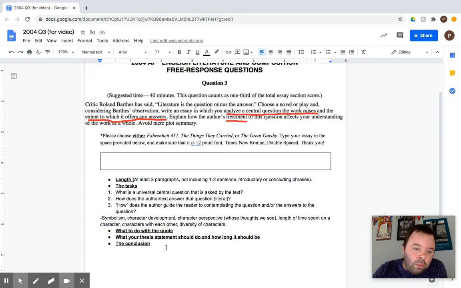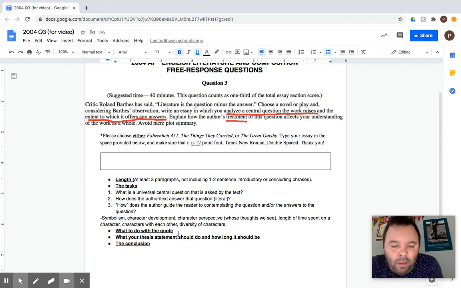But you want to keep in mind as you're going through here that there's the central question that's being asked, the answer to the question, and how we get to the question. Those are the three parts of the prompt, the way I see it.